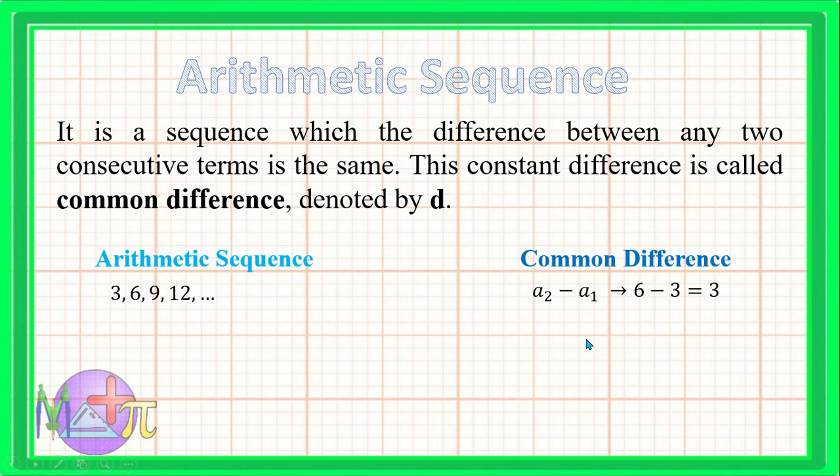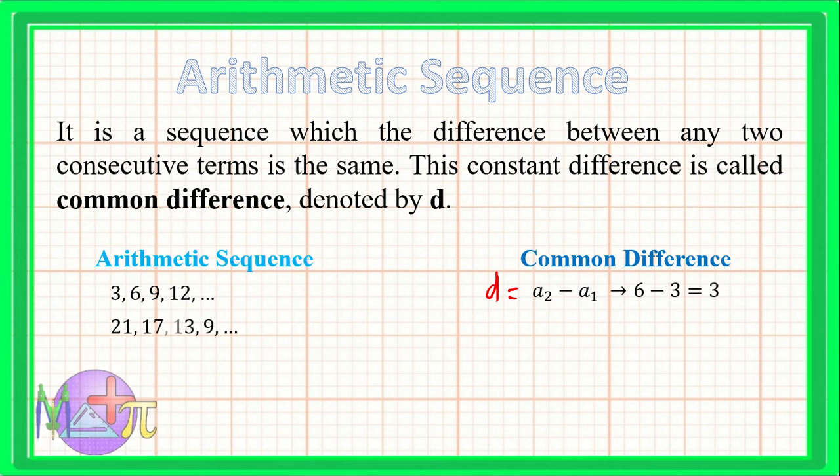Yung ginamit kong formula dito as value ng d, ito po yan. So, d equals a sub 2 minus a sub 1. Kumbaga, second term minus first term. Substitution. The second term in this example is 6. So 6 minus 3, that is equal to 3.